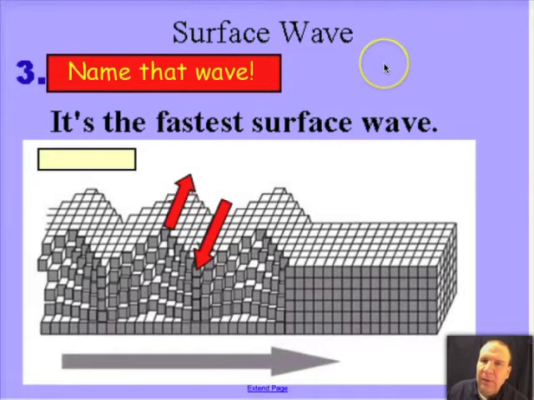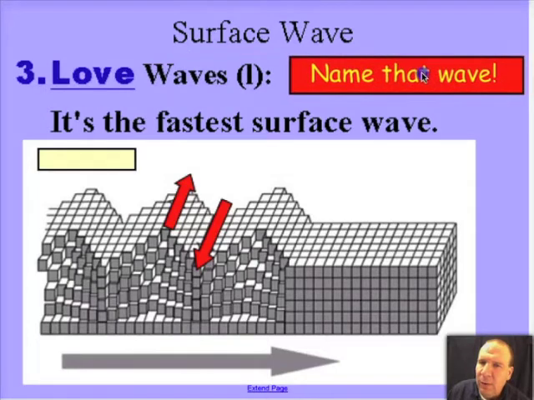The next 2 waves travel mainly on the surface of the Earth. So which one do you think this one is? Do you remember this picture from the original video? It's the fastest surface wave. If you said the Love wave or the L wave, good job.